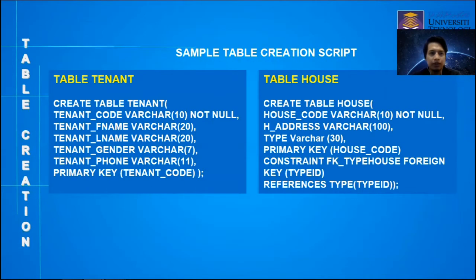Okay, so next, for creating our table, we use this script. So to create the table tenant, the script is create table tenant, tenant code, varchar, not null, tenant first name, tenant last name, tenant gender, tenant phone number, and we set the tenant code as the primary key. And for table house, the script is quite similar to the tenant table, where we use the create table script.